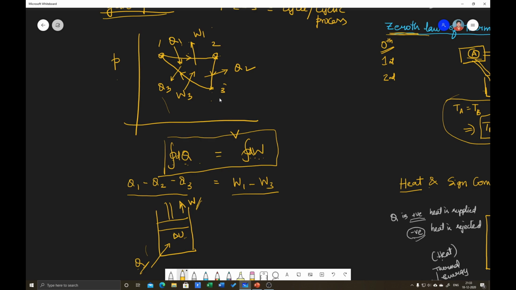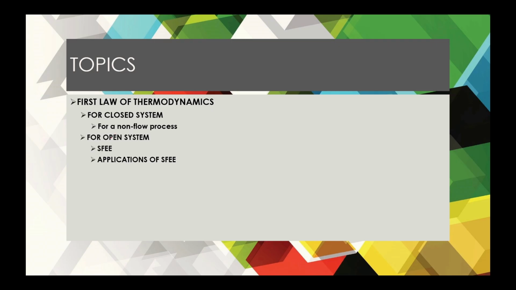In the next class, we will see how it is applied to a closed system and an open system when it is undergoing a single process. So here we will discuss the non-flow process, that means a single process for a closed system, and also the steady flow energy equation, which is one form of the first law of thermodynamics for an open system, and the applications of SFEE.